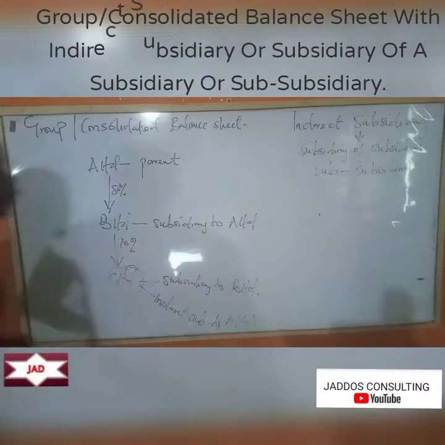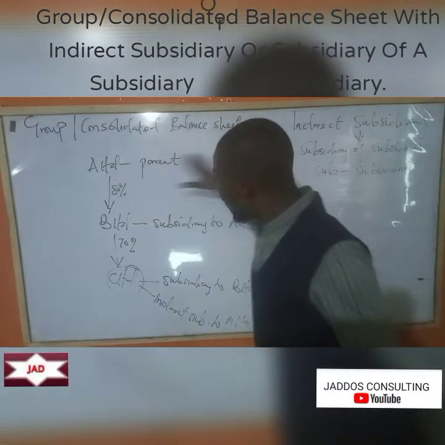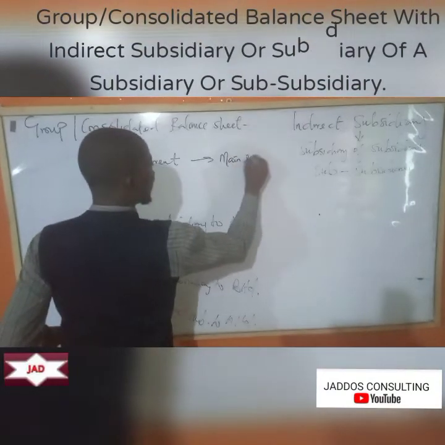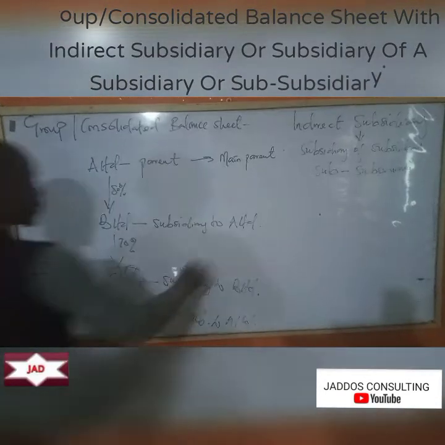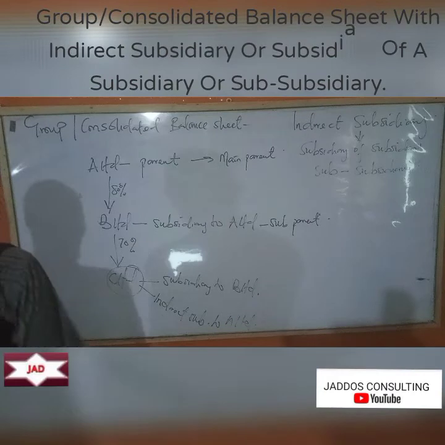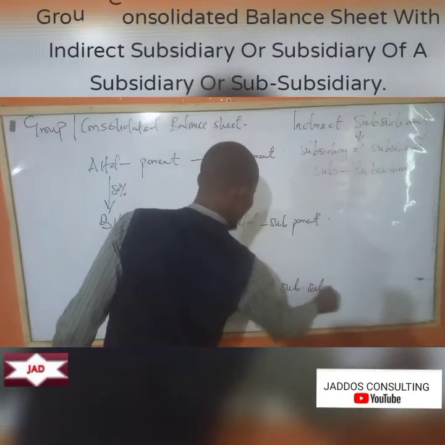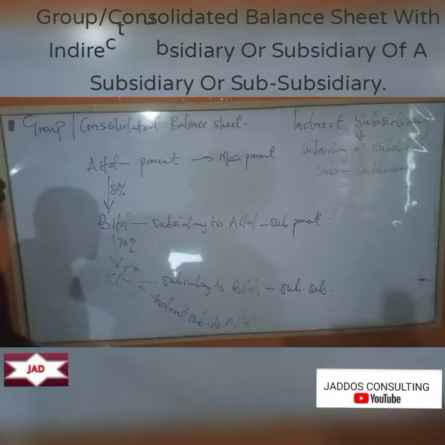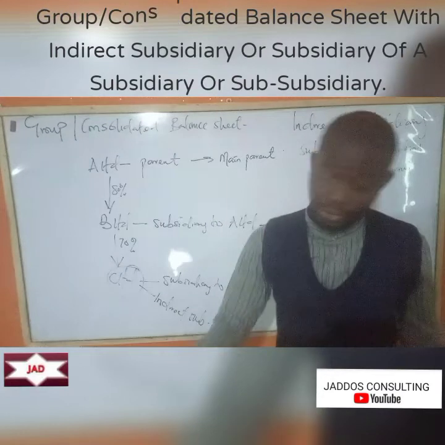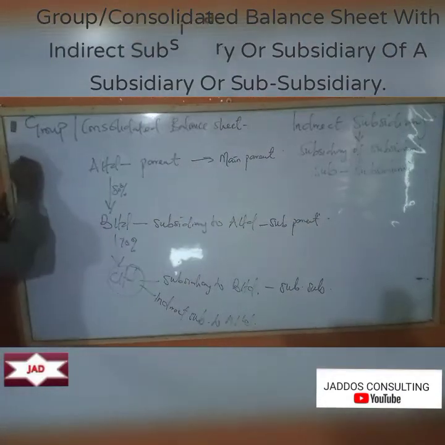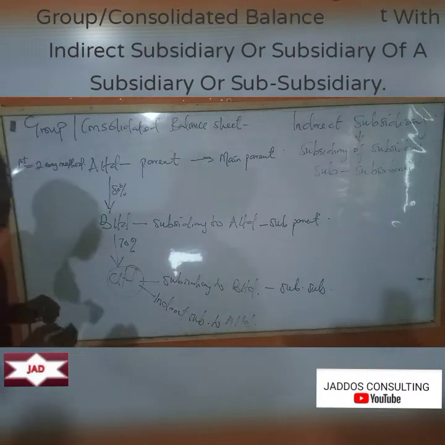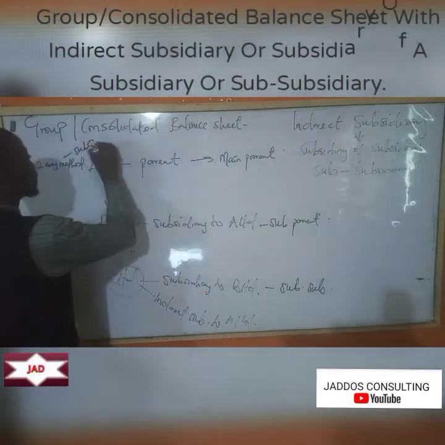Okay? So what we're saying here is that there is a main parent. Then there is a sub-parent. And this is the sub-subsidiary. Now, in consolidating this type of scenario, there are two approaches. The first one is what we call the two-way method, or what you can call the subgroup method.